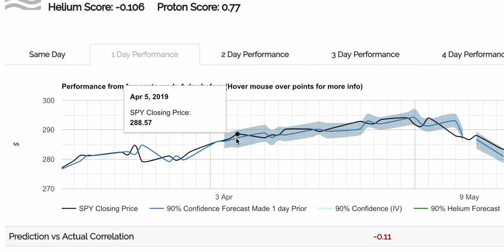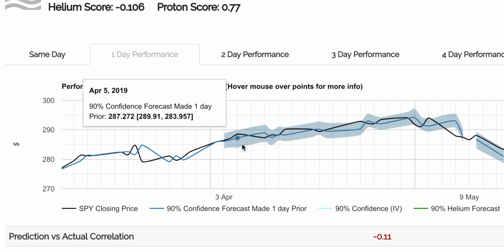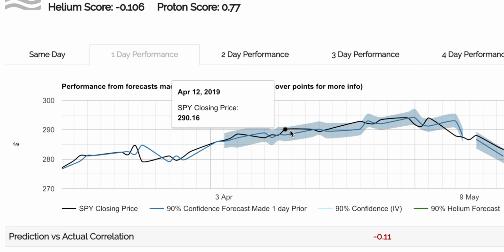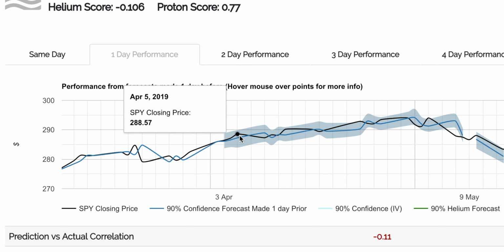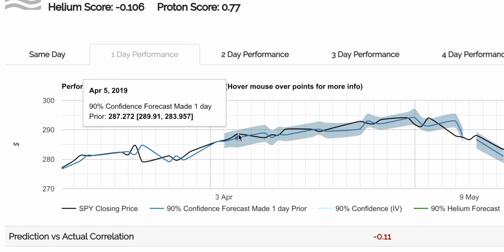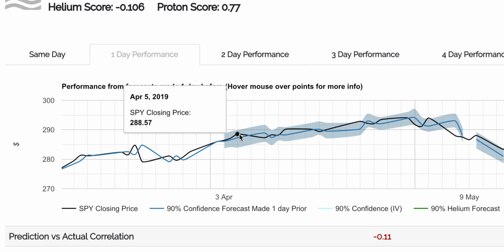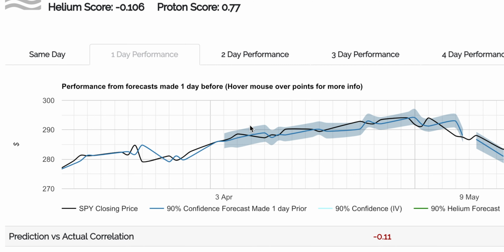So if the black line is closing within the bounds of the blue line, that means that the model was correct in its 90% confidence interval. So you can expect that if it's a 90% confidence interval, about 10% of the time, the closing price is going to end outside of the confidence interval predicted by the Helium model.